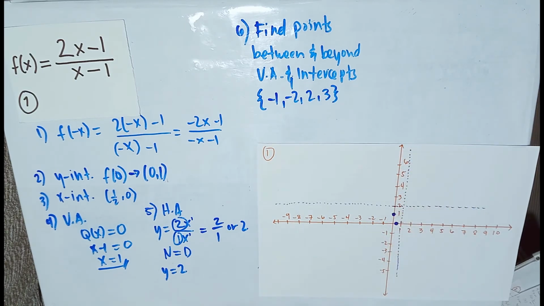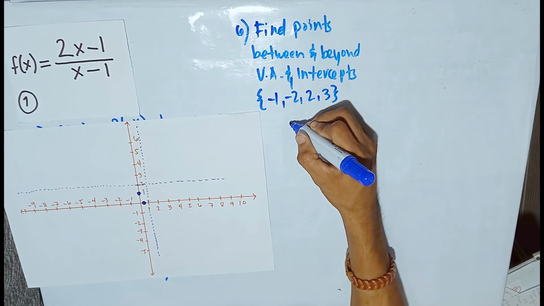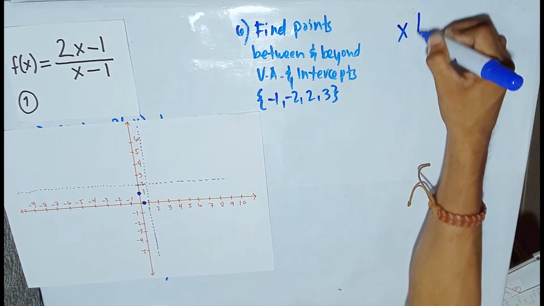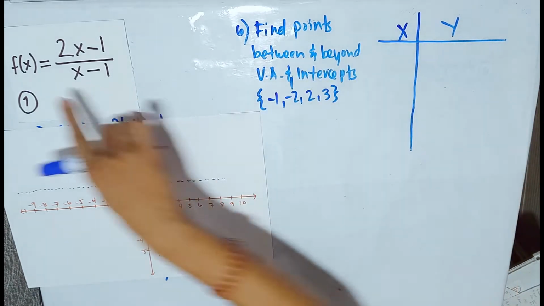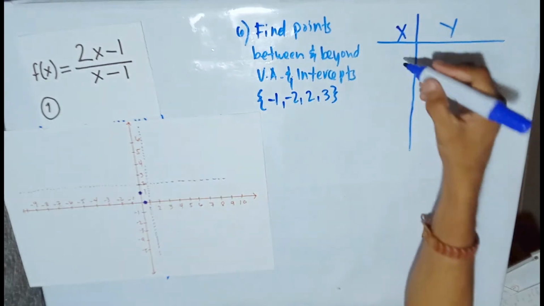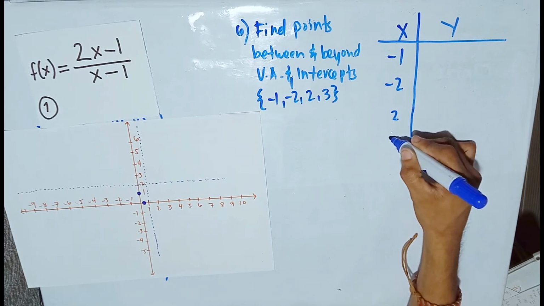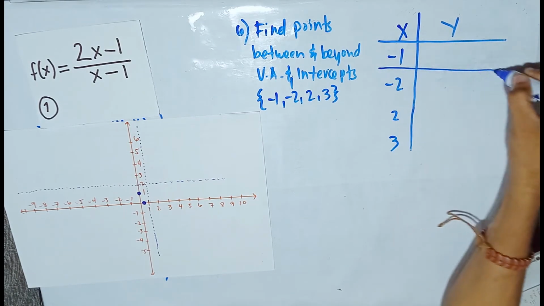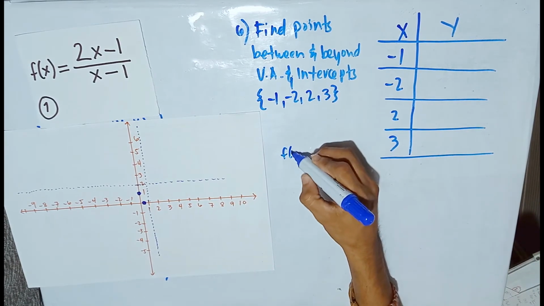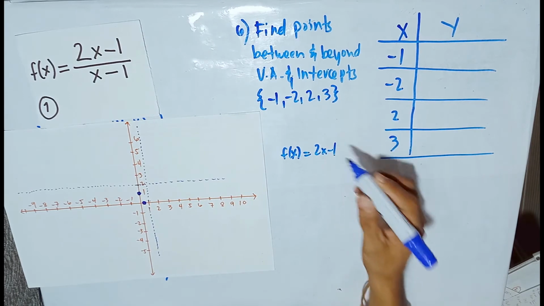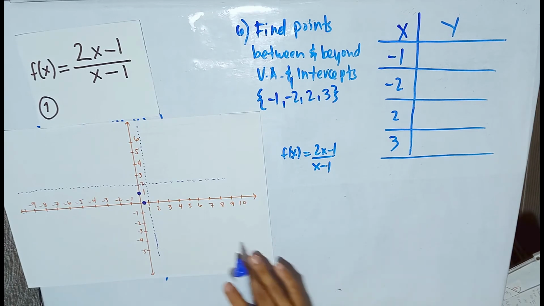So now we're going to find the values of, okay, eto na yung magiging values ng x natin. So we have x here, and eto yung magiging y. So our y will be this function. So our values of x are negative 1, negative 2, 2, and positive 3. Okay, we're going to use this function f of x is equal to 2x minus 1 over x minus 1 para malaman natin kung ano yung mga ordered pairs na hinahanap natin to satisfy this function.